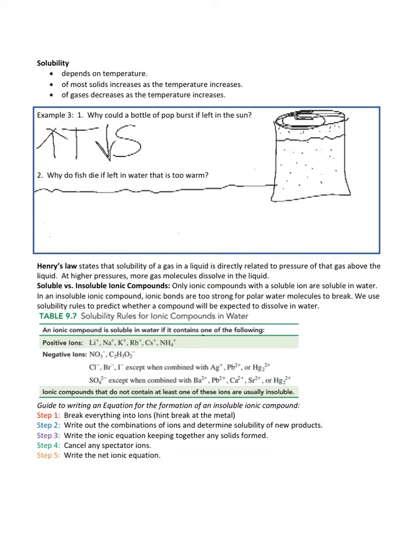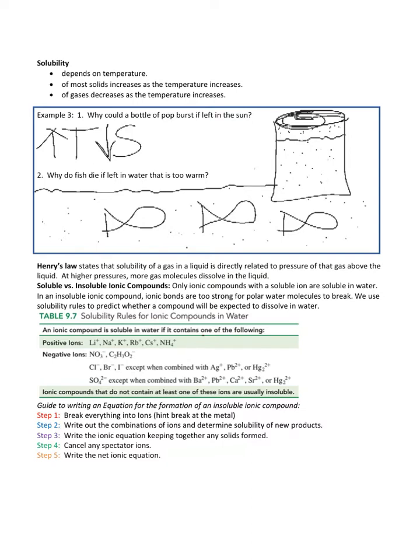So if we have our little ocean here and we have our little fishies swimming around, we want to know, why can't they survive if the water gets too warm? Well, fish, like you and I, breathe oxygen, right? Only in the case of the fishies, the oxygen gas is dissolved in the water.